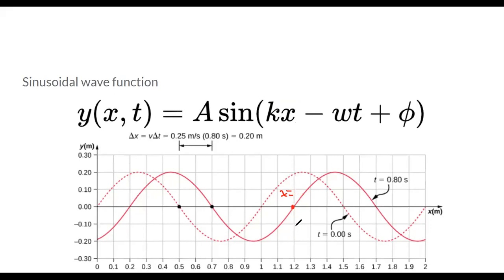Conversely, though, if you lock down time like they do here in the dashed curve, if they say, well, let t equals 0, then x is your free variable. So what you get is this dashed line, this graph of what the whole medium looks like at that point in time.